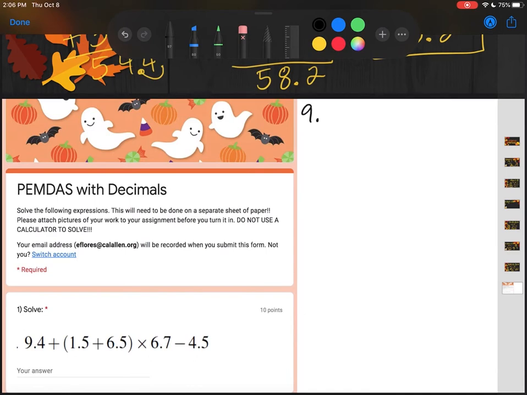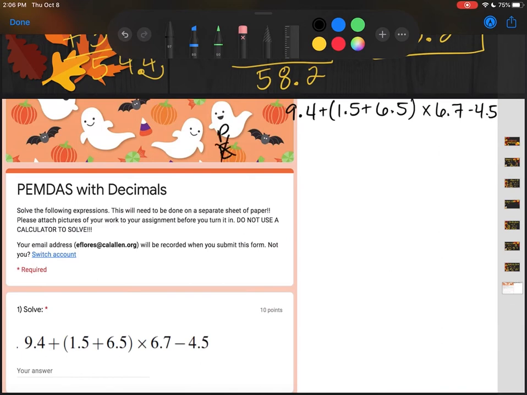So let's solve this real quick. I've got 9.4 plus 1.5 plus 6.5. Oh, I'm out of room. Hold on a second. All right, so 9.4 plus 1.5 plus 6.5 times 6.7 minus 4.5. All right, so this seems like a long question, right?